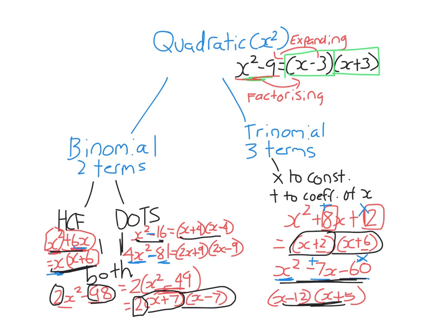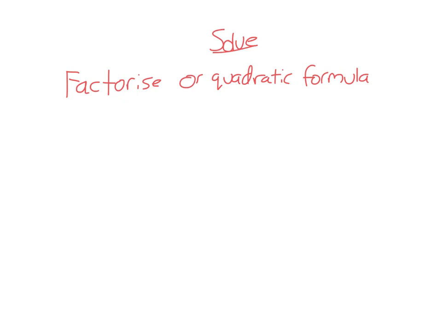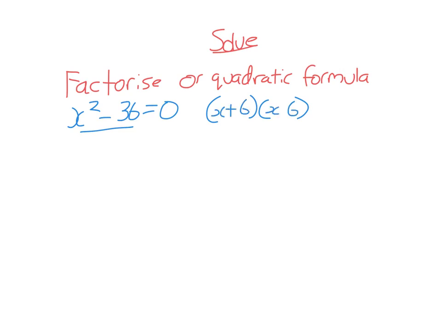Let's now look at using this to solve quadratics. When we're solving quadratics, we'll either use factorization or the quadratic formula. So let's say we wanted to solve this: x squared minus 36 is equal to 0. So what we do is we factorize this expression. This is a binomial. It's the difference of two squares. So square root the first, square root the second. One gets a plus, one gets a minus.